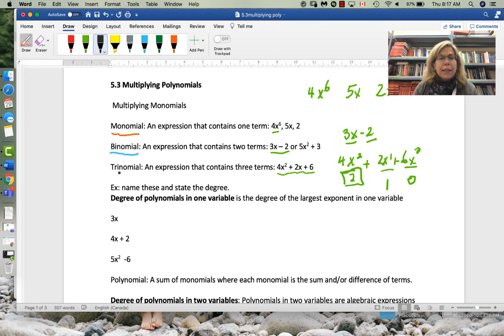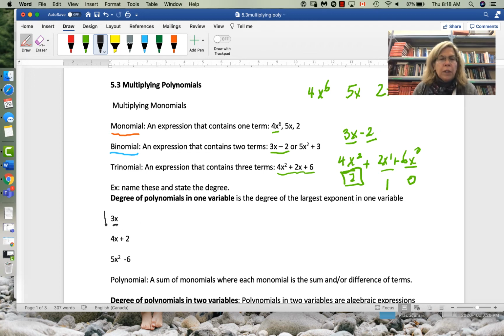Okay, in this next section, where the question says name these polynomials and state the degree, I just want to remind you that the degree of a polynomial in one variable, one variable meaning like only x in the polynomial, or only y, or only z, is the degree of the largest exponent in a variable. So in this case, it says name these.